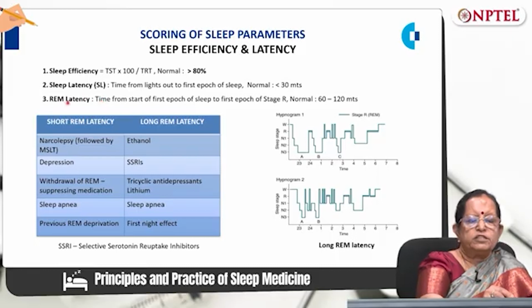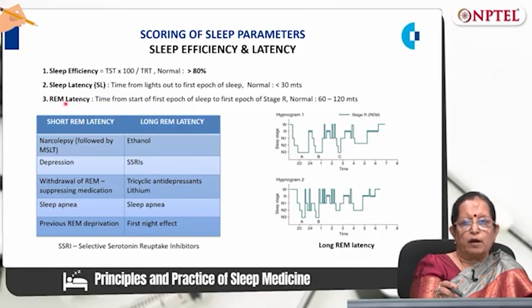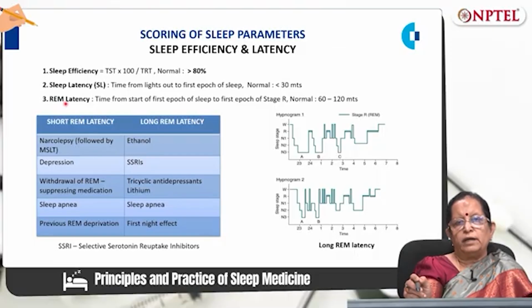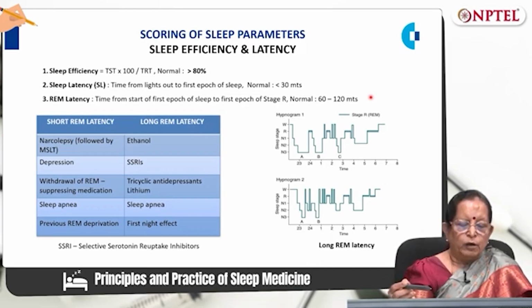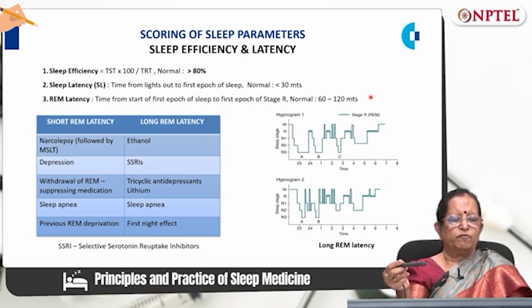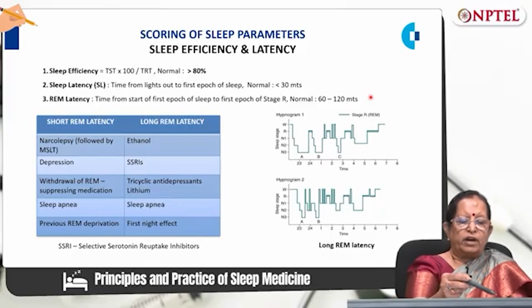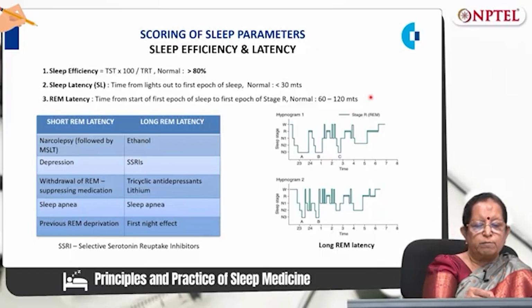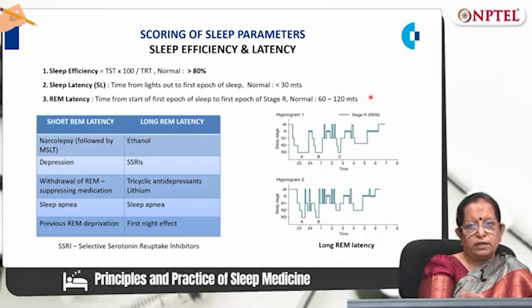Then we have the terminology REM latency, rapid eye movement latency. This is the time from the start of the first epoch of sleep to the first epoch when the REM stage comes. Normally, REM stage will come within 60 to 120 minutes, that is 1 to 2 hours. There are certain conditions where the REM will be short, where you can diagnose narcolepsy. When the REM is short, you think of narcolepsy, but that should be followed by a multiple sleep latency test.